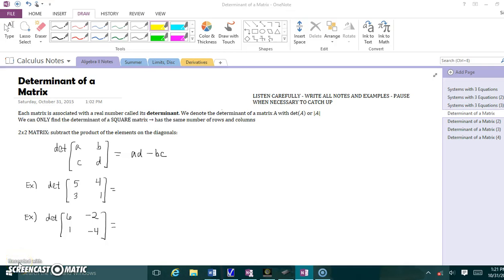Hey everybody, this is another video notes for your notebook here. This is going to be on determinant of a matrix. In your book, this is section 3.7.